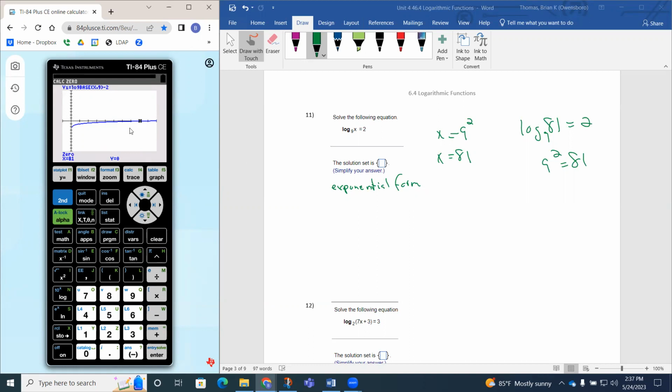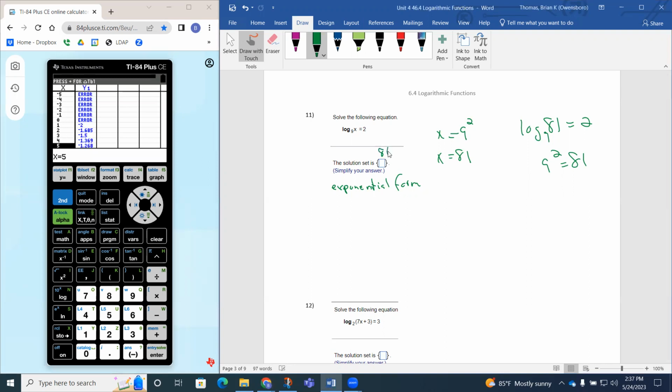So notice how the graph is not all that great. But if I look at the table, if you go down to 81, you'll see that it is 0 as well. So notice how doing it algebraically is by far the easiest way of doing this problem. So the solution to this problem would be, the solution set would be 81. So there's only one number that goes there.